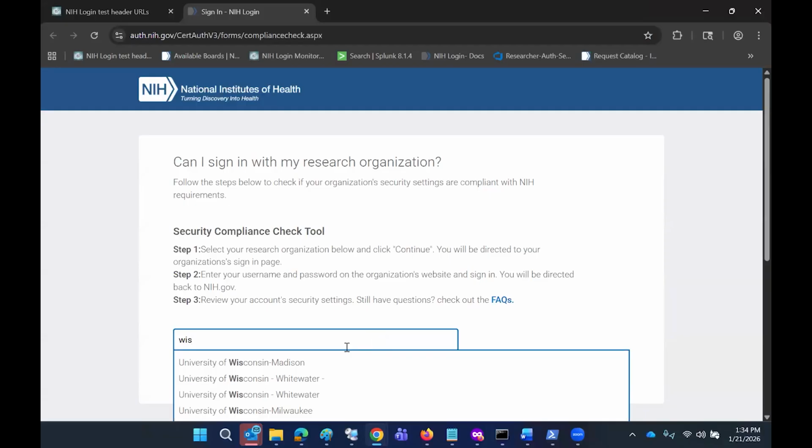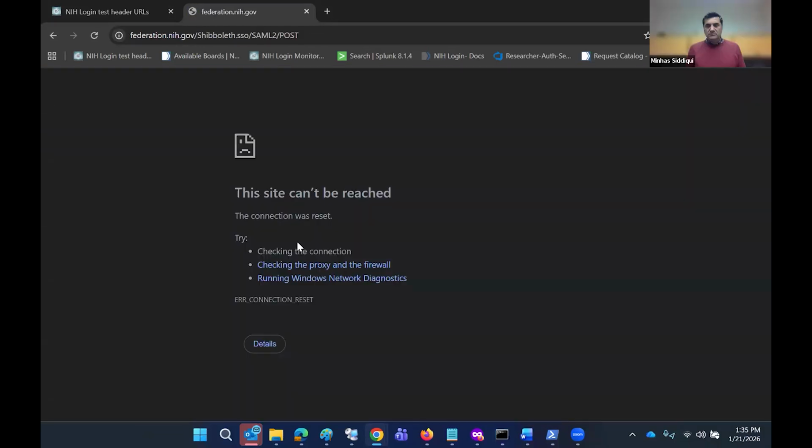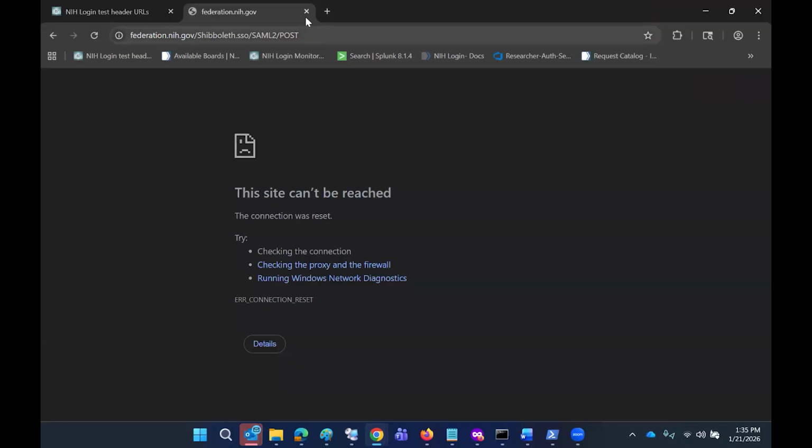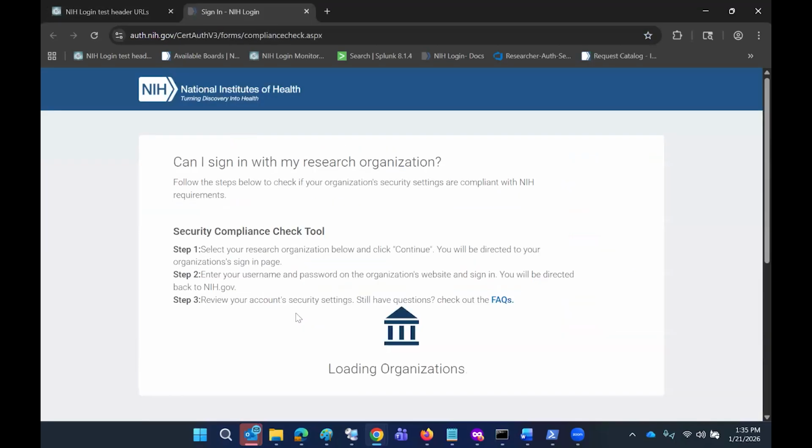Since it needs to load all 3,500 IDPs from the EduGain list. So any IDP operator should be able to log into this compliance checkup page. I have an account with University of Wisconsin-Madison, so I'm going to select this IDP. Okay, looks like it's really slow today. Fortunately, a lot of folks are already trying it out, doing their own demo.